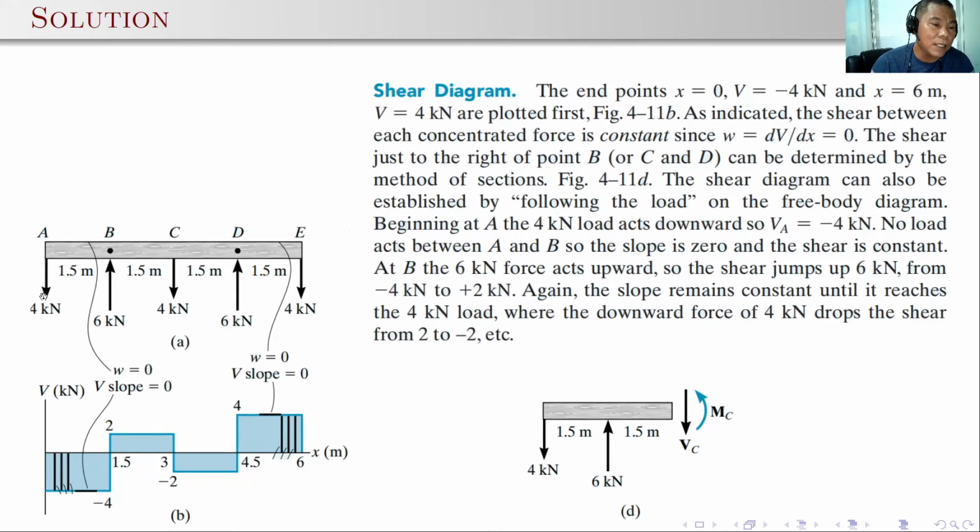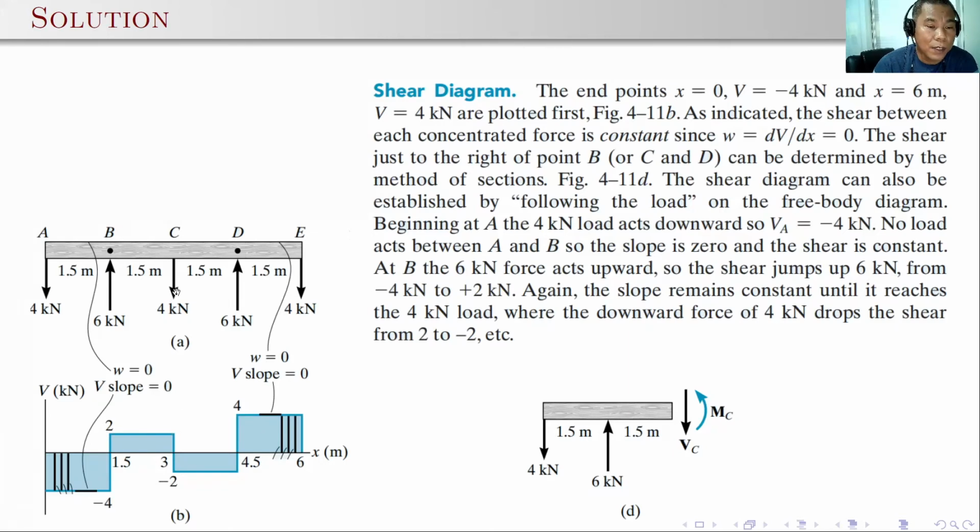So as you can see, starting from point A, the shear goes down, which is -4, and we have a constant shear -4 up to point B. And since there is a sudden change here of loading, that is the 6 kilonewton shear, and it should go upward because this is positive. So -4 plus 6, the shear directly above is equal to 2. And as we have done earlier, the shear here is constant up to point C.